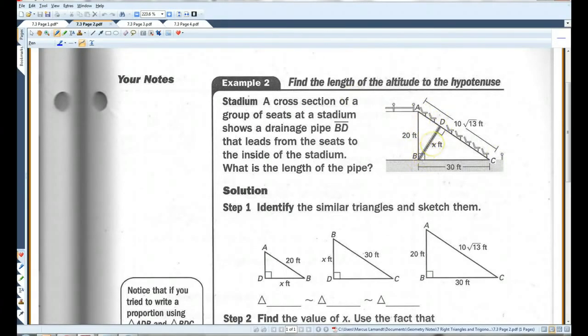So first thing we have to do, we have to separate these triangles. I'm going to take this triangle and flip it around so it looks like this. This triangle I'm also going to flip around so the right angle's on the bottom. And then the big triangle is already lined up for us. So triangle ADB is similar to triangle BDC, which is similar to triangle ABC.